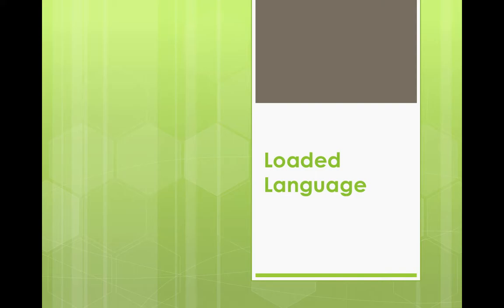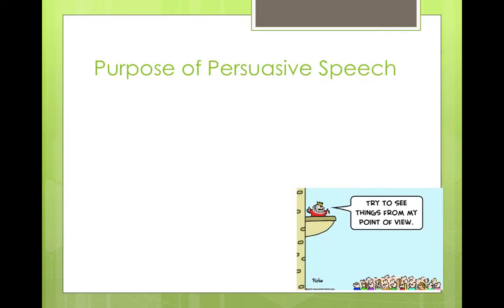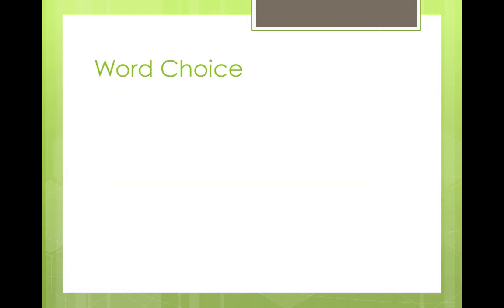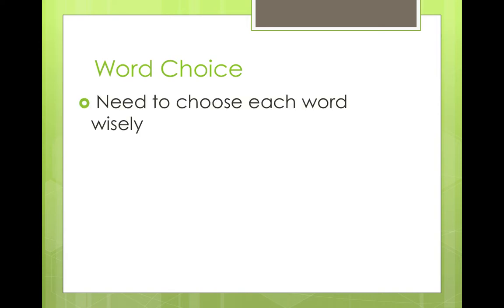So for the start of today's lecture, we're going to be talking about loaded language. Loaded language is used to help persuasive speakers and writers make sure that the audience sees things from their points of view. So we're going to use language that's going to try to convince the audience to see things and agree with our opinion. And that really is going to come down to word choice. For every word that we choose to speak, that we choose to write, it needs to be chosen wisely.